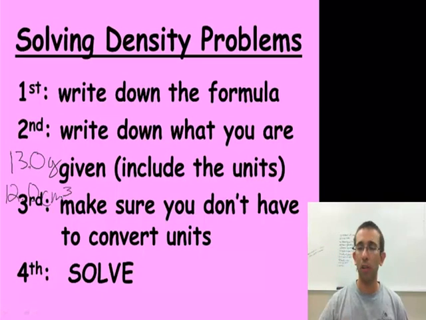So, write down your formula. You should write down every time D equals M over V. I want to see all of your work. Step 2, write down your givens with units. So here's our mass. So you might want to say mass equals. Here's our volume. Make sure you don't have to convert units. If you do, we'll show those in class. And then solve. Fantastic. That's density.